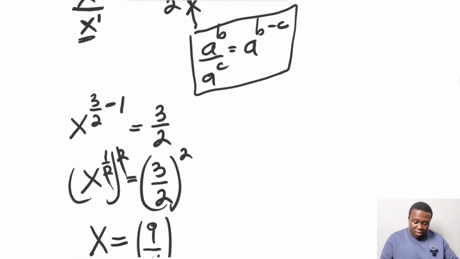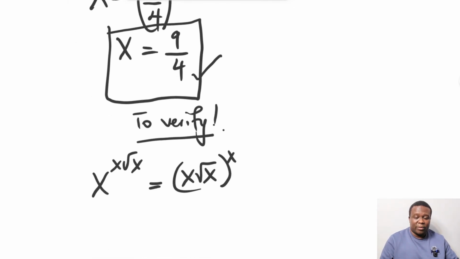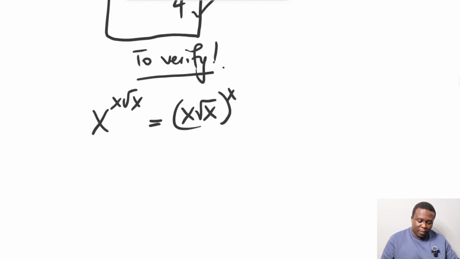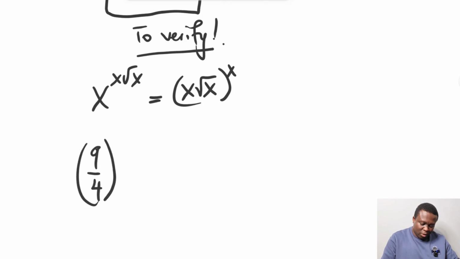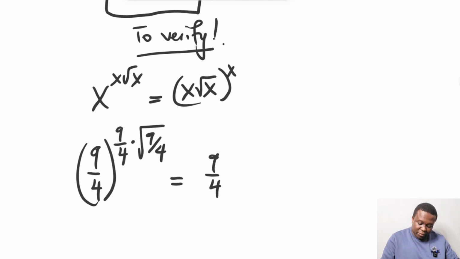So now what we do is we plug in the value of x, which is 9/4, everywhere we find x. We're trying to see if the left-hand side, after plugging in the value of x, is equal to the right-hand side of this equation. Okay, let's do it together. So we have 9/4 raised to the power 9/4 dot the square root of 9/4 equals 9/4 dot square root of 9/4.